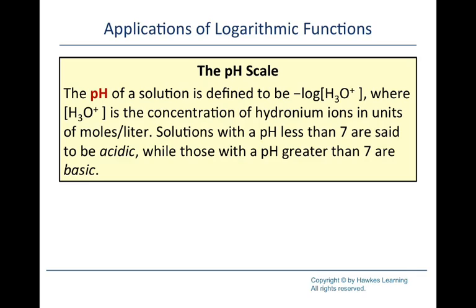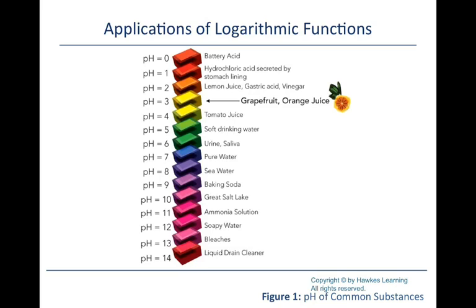Okay. There's several applications. The one I'm going to use mostly is going to be financial with interest. There's the pH scale, which is a logarithmic scale. H3O plus is the concentration of hydronium ions in units of moles per liter. If you have a pH less than 7, they're acidic. A pH greater than 7 is basic. Okay, and so this is a pH scale.